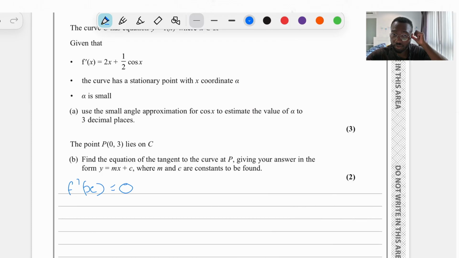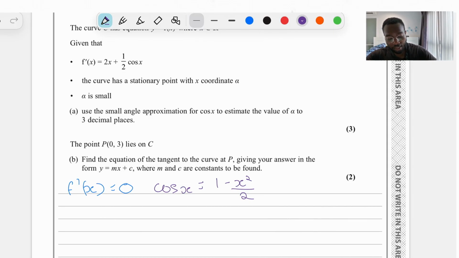We're also told that we need to use a small angle approximation to work this question out. The small angle approximation for cos x, which is in your formula booklets as well, is 1 minus x squared over 2. That would be the approximation for cos of x. So now all we need to do is, we've already been given f dash x, so we can just equate that to 0.